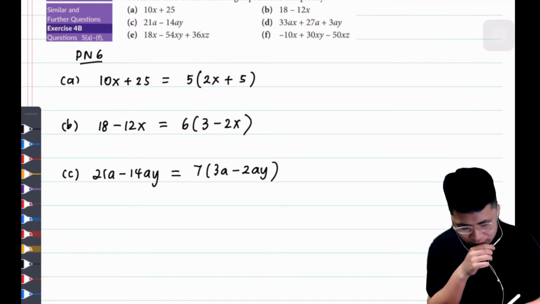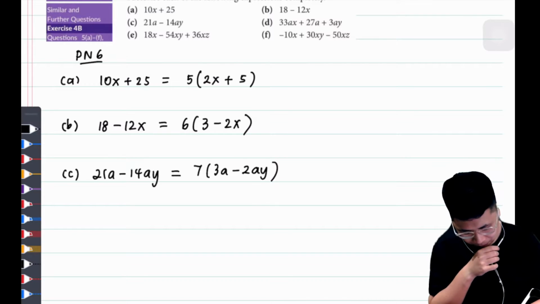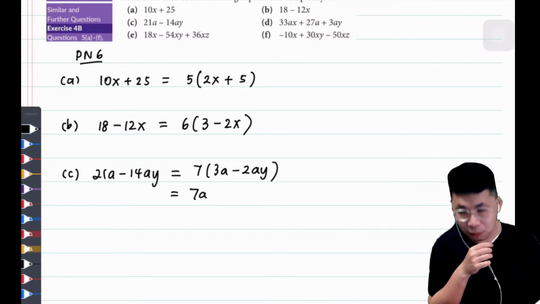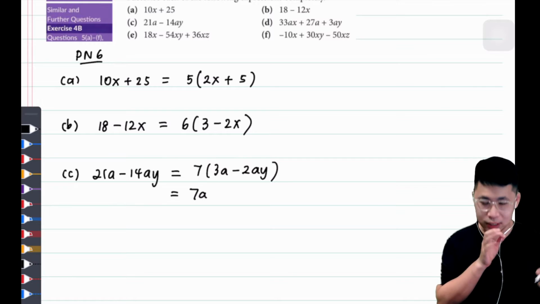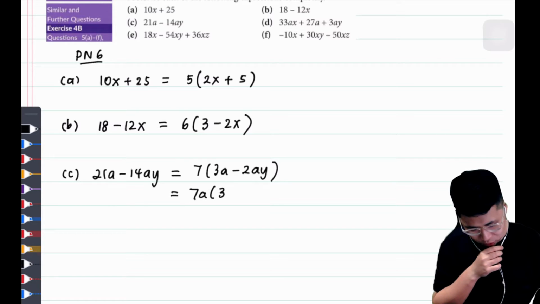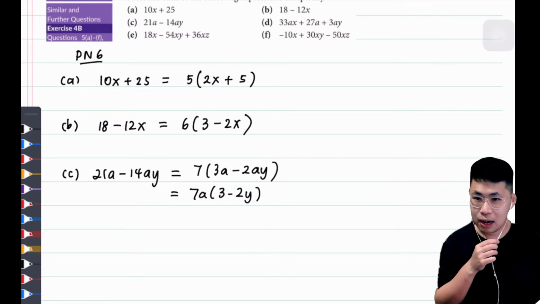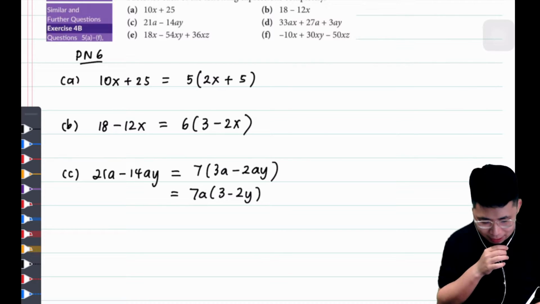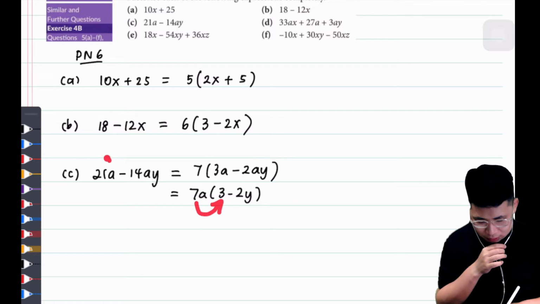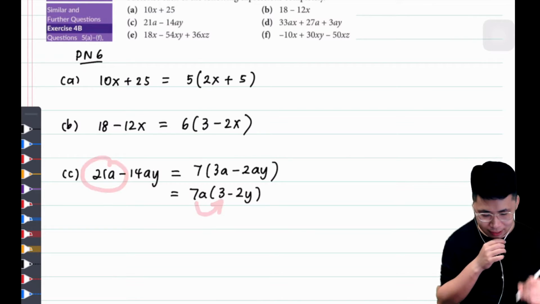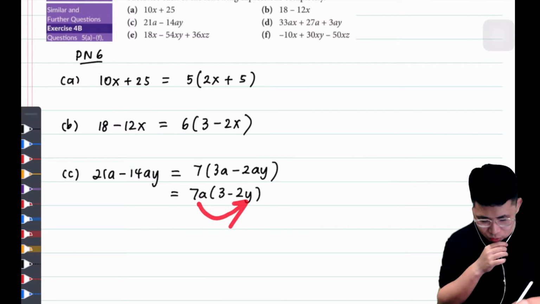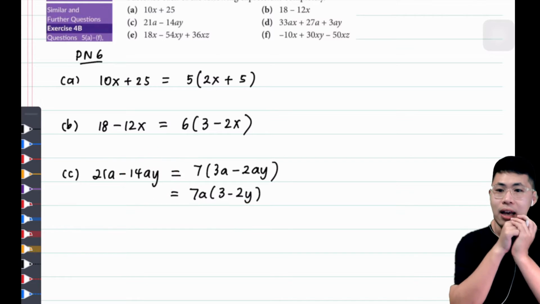Actually, yes, we have a over there. So we can take a out because a is common in both the terms. So this would be 3 minus 2y. When we expand back, 7a times 3 will give us 21a, and 7a times negative 2y will give us negative 14ay.